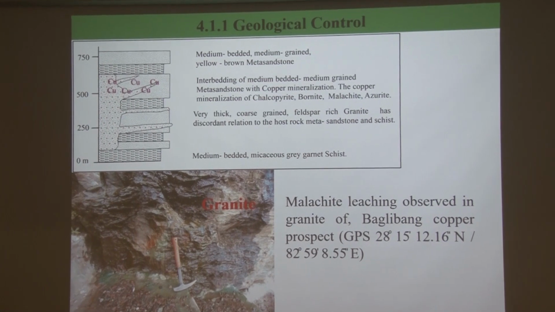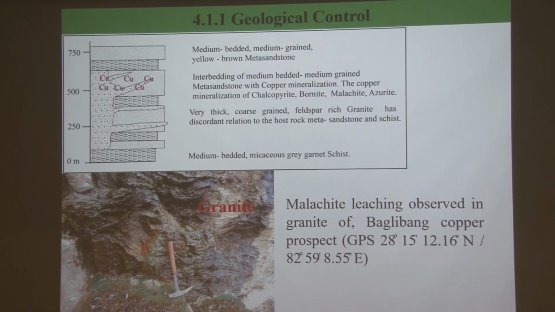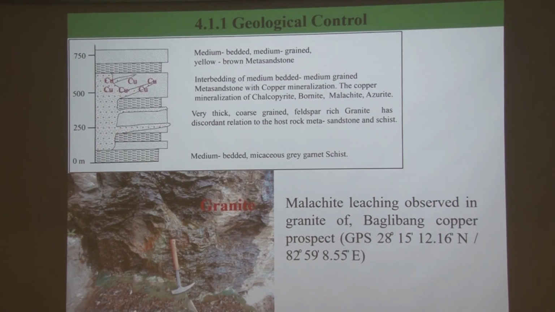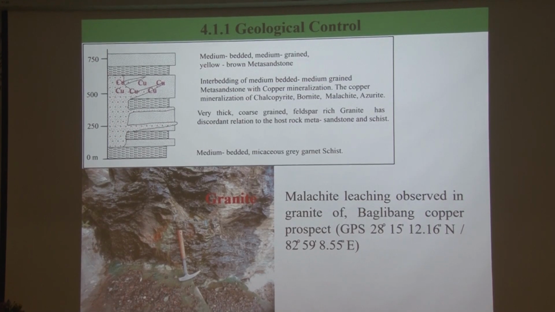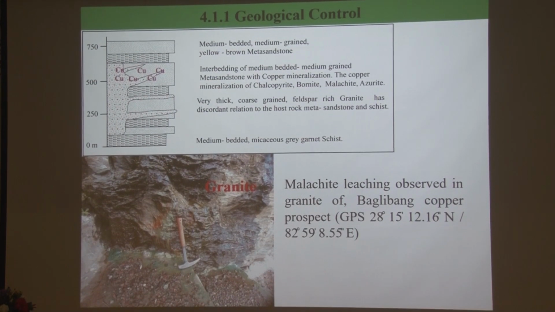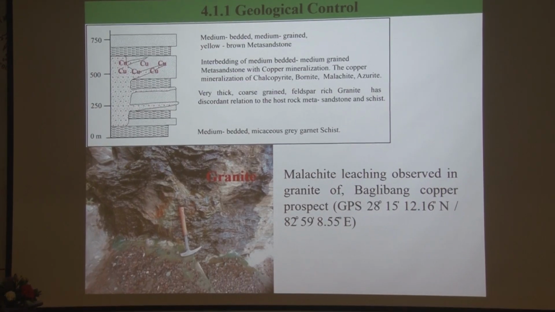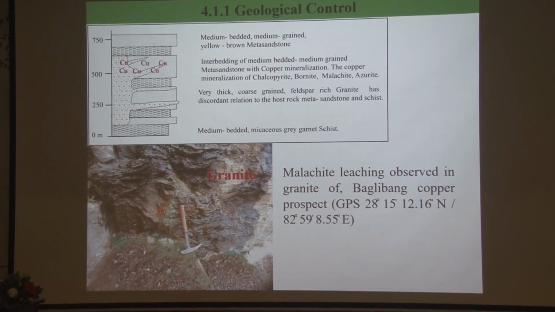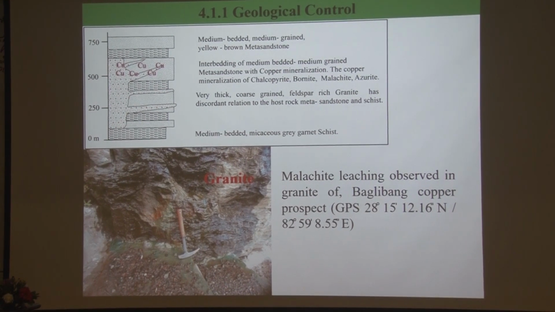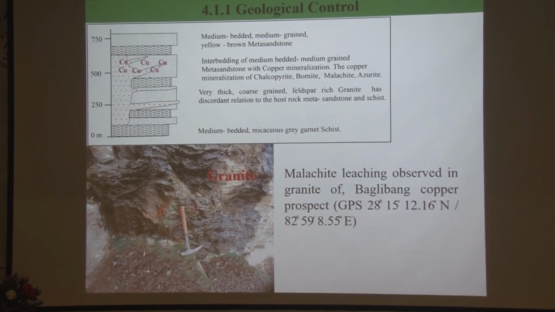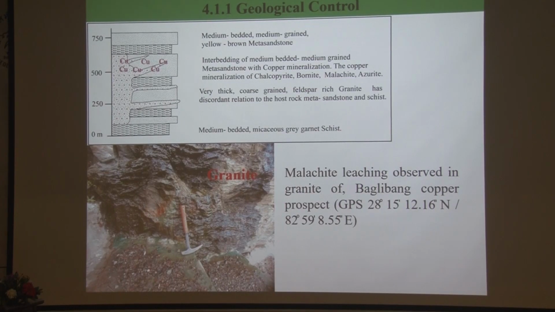The upper columnar section shows the position of the copper mineralization in the Baglivan copper prospect, which lies in the Chaudhary formation. This is the granite, and it is hosted in the graphitic schist and meta-sandstones. In the photographs, you can see the malachite leachings, and this rock is granite. So this is the major geological control of that copper deposit.